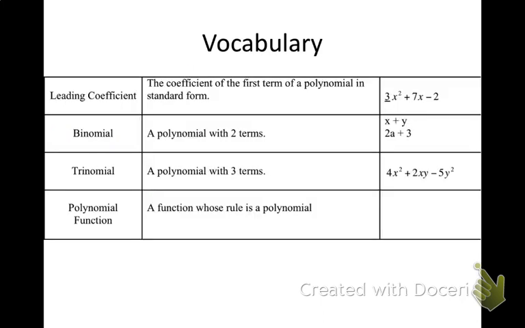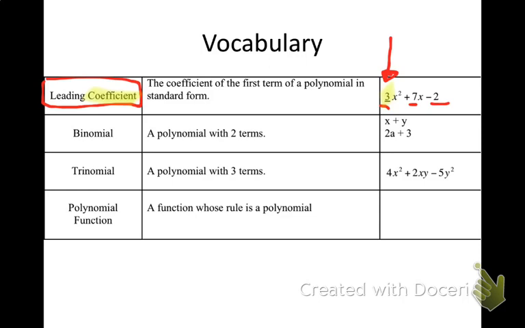Next part of vocabulary here. Again, a lot of vocabulary. Leading coefficient is the first one. Now, you should already know what coefficient means. Can anybody tell me what a coefficient is? It's a number in front of the variable, right? So if I look here, I have a coefficient there, I have a coefficient there, and a constant, which is always a coefficient. The leading coefficient is the coefficient of the first term of a polynomial in standard form. So if you look there, it's already underlined, the leading coefficient there would be 3.